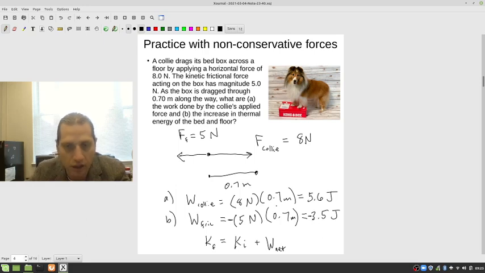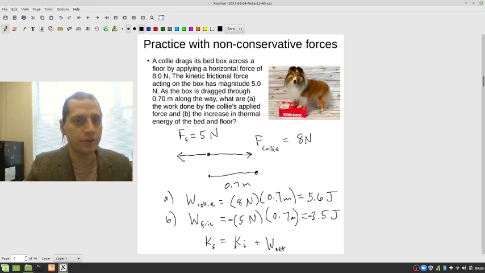So in other words, you could find the net force. The net force would be 8 newtons minus 5 newtons, which is 3 newtons. So if you took 3 newtons times 0.7 meters, you'd get 2.1 joules, and that's the same thing that you would get by splitting it up. Okay, so two ways to think about the same thing.